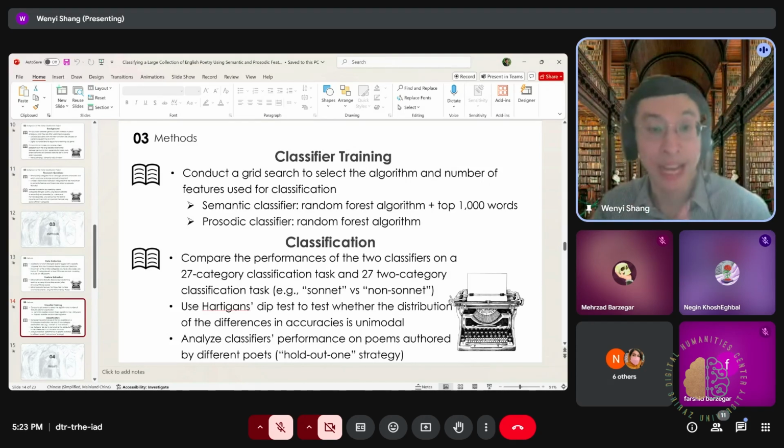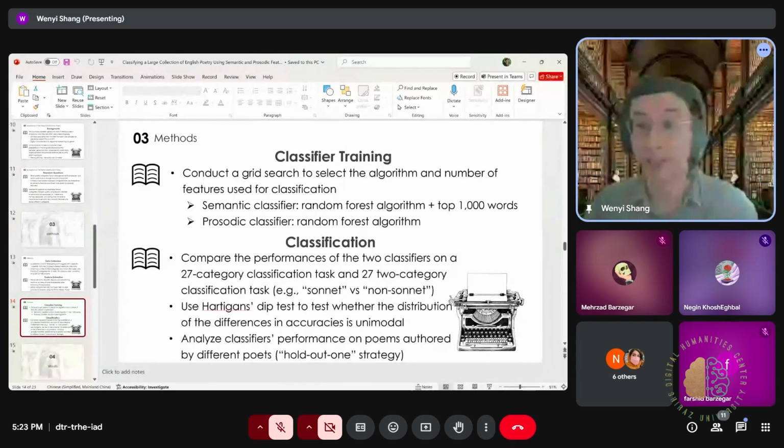And then finally, we'll analyze the classifier performance on poems authored by different poets using the holdout-one strategy, meaning that we're going to train the classifier using all poets other than the one poet to be investigated, and then classify the poems of that poet based on the others, so that the classifier will not see this poet's particular patterns, but based on others, we see how they can be classified.